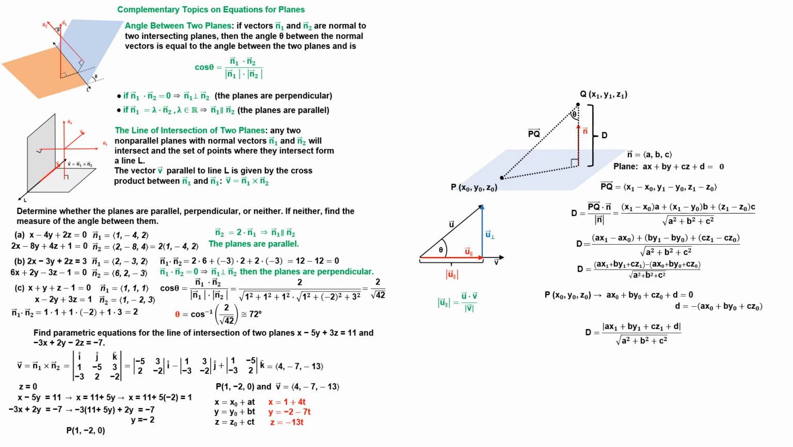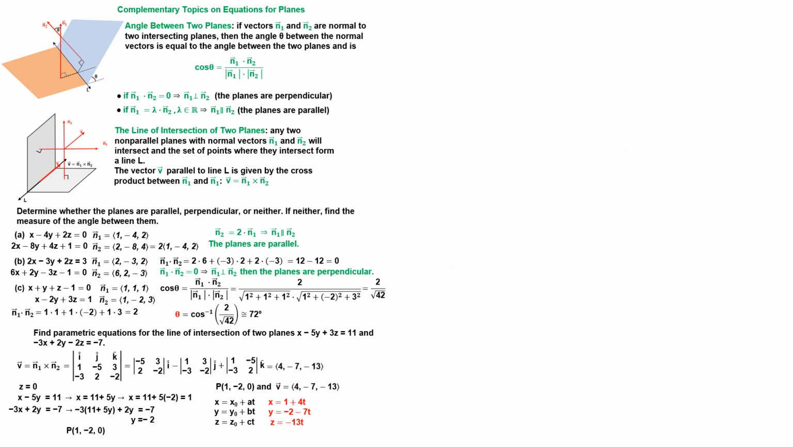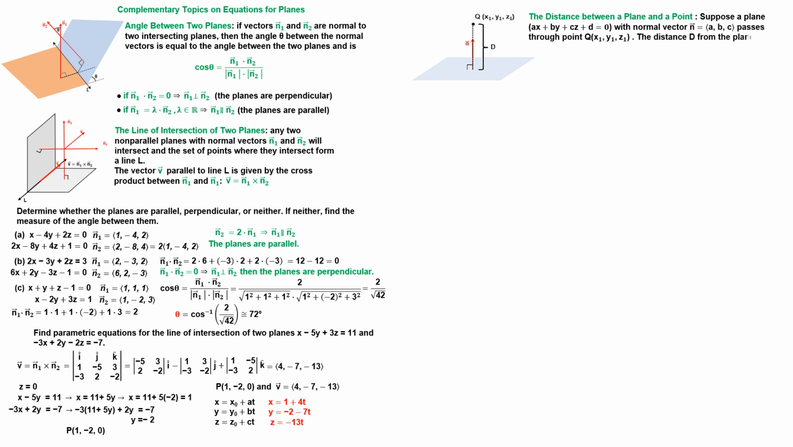Let's summarize our findings. Suppose a plane with normal vector n passes through point Q. The distance d from the plane to a point P not in the plane is given by. Let's see how it works.